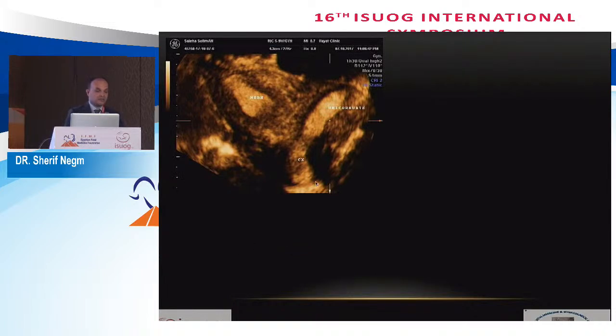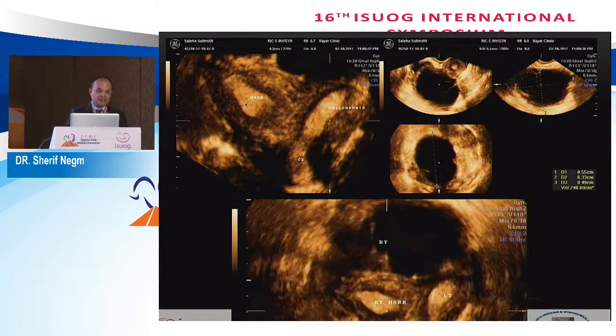This was another, quite similar case. You can see here this is the unicornuate uterus, and this is the non-communicating functioning horn. And next to it you can see a very large hypoechoic structure, and another structure here. So this was a non-communicating functioning horn, and next to it, because of the retrograde menstrual flow, the patient developed a hematosalpinx and an endometrioma in the adjacent ovary.